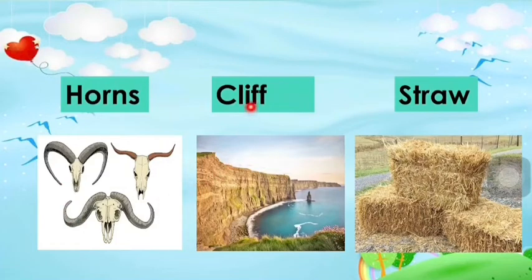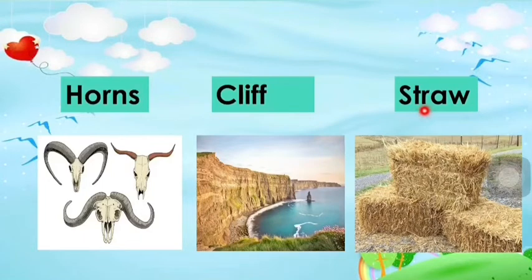The next word is cliff. What is a cliff? A steep face of rock. Now see, children, this is a cliff. A steep face of rock. Third word, straw.